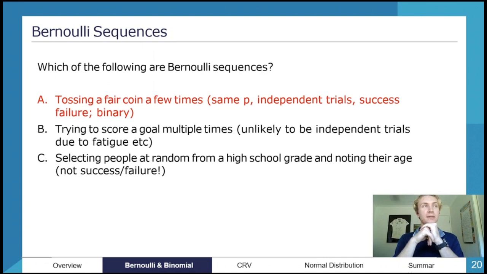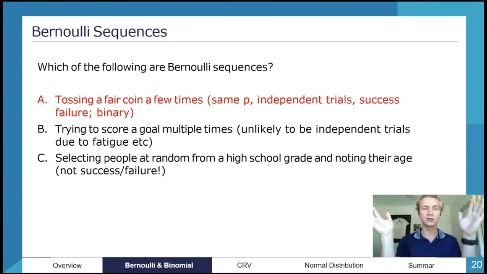So fair coin, that means the probability is the same. It doesn't matter what it's just landed on as to what it will show next time. So the trials are independent, and it's success and failure. It's either tails or heads. So by success and failure, we just mean one outcome or another. If there's just two outcomes, or we can classify it as just two outcomes, or lump them together so that it's just two outcomes, it is success failure. Binary, it's going to be a Bernoulli sequence. So A is a Bernoulli sequence.